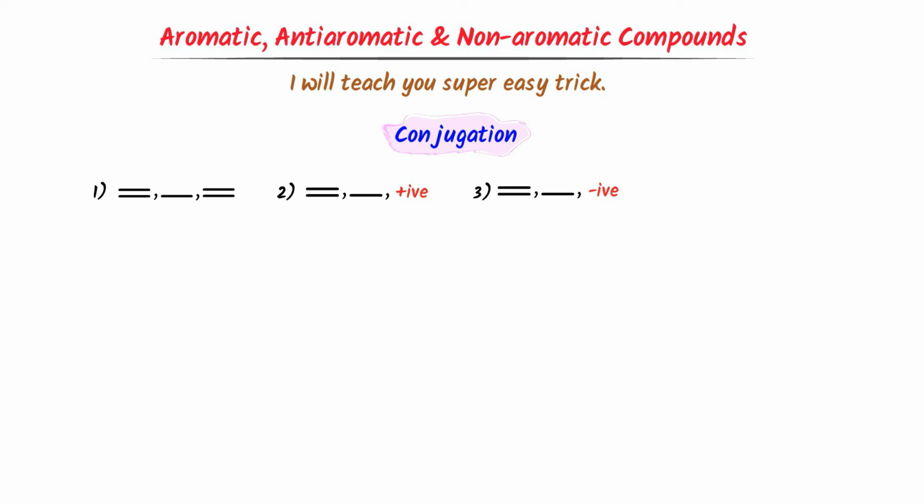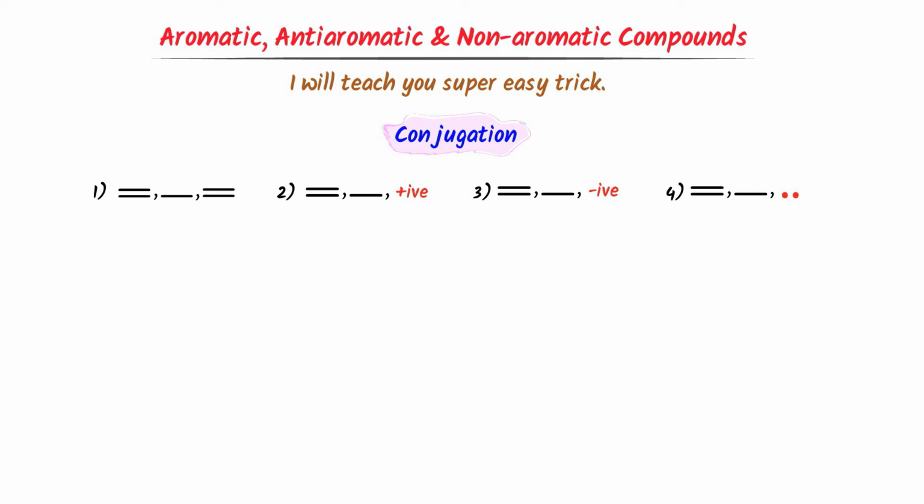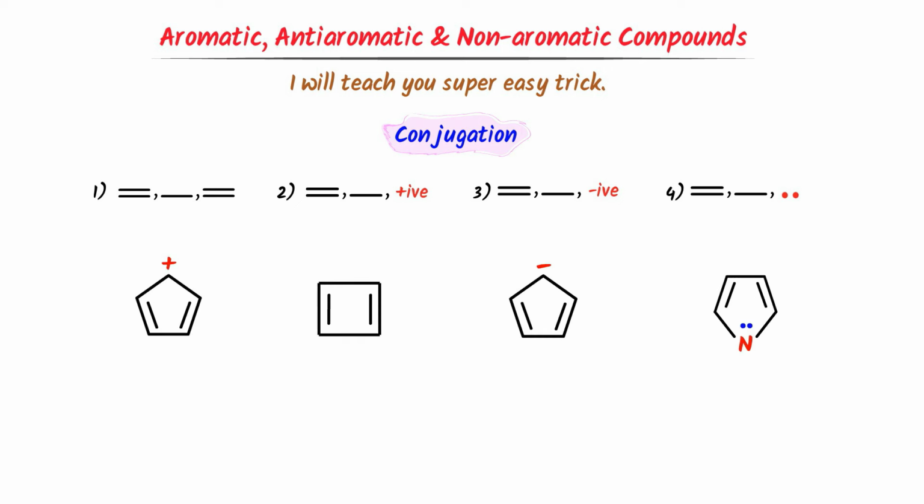compound. Fourthly, if a compound contains double bond, single bond and a lone pair of electrons, we say that it is a conjugated compound. For example, consider these organic compounds. In this organic compound, we can see that it contains double bond, single bond and a positive charge. I write 1, 2, 3. It follows the second rule, so it is a conjugated organic compound.